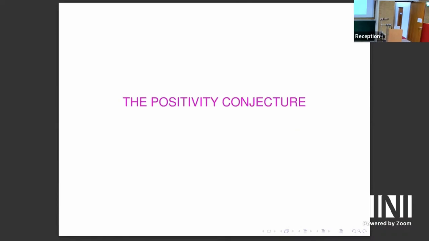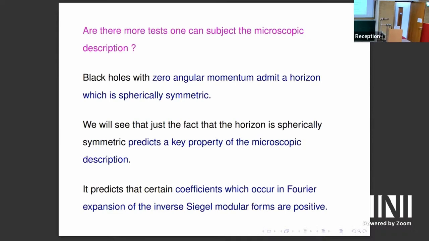So are there more tests? That was one particular test. Now, there is a simple fact that black holes with zero angular momentum admit a horizon which is spherically symmetric. This is a four-dimensional black hole. We are really in four dimensions, except that we have supersymmetry. So if it is zero angular momentum, the horizon is spherically symmetric.